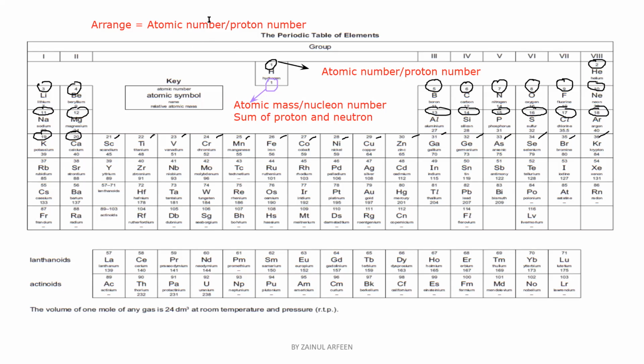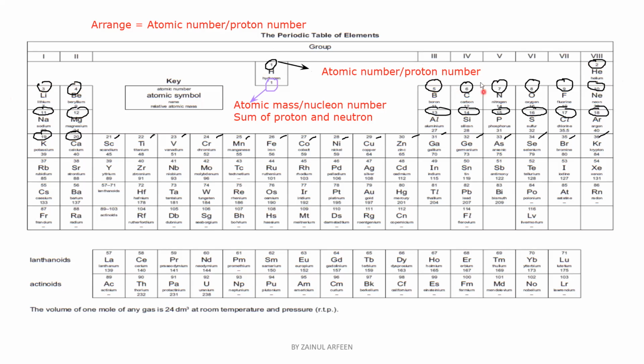So for example, for hydrogen it is written 1. So how many protons are there in hydrogen? If the atomic number or top number is written 1, this number is representing the proton number. So hydrogen will have 1 proton. Then helium, for helium it is written 2, so it has 2 protons. For lithium it is written 3, so it has 3 protons. Beryllium is having 4 protons.